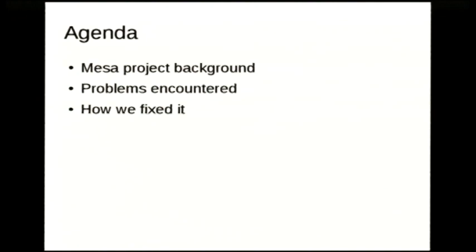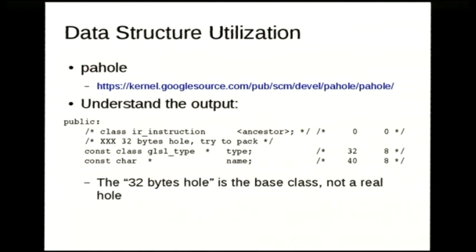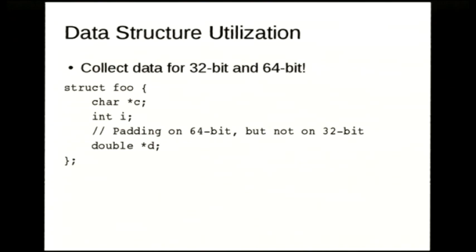The one thing that you have to be aware of with this is sometimes it will lie to you a little bit when you're using C++, and it will tell you things, for example, in a derived class, oh, you have this giant hole in it, when really that giant hole is all the space utilized by the base class. So it's kind of fibbing to you. It wasn't entirely obvious at first, and I wasted a couple hours wondering why the compiler was doing something so terribly stupid, and realized it was just the tool kind of lying to me. So there is a hole, but it's a hole that's full of useful stuff. And again, this is another case where you need to collect data for 32-bit and 64-bit because the padding rules are different. So this data structure would be tightly packed on 32-bit, but would have a hole on 64-bit.